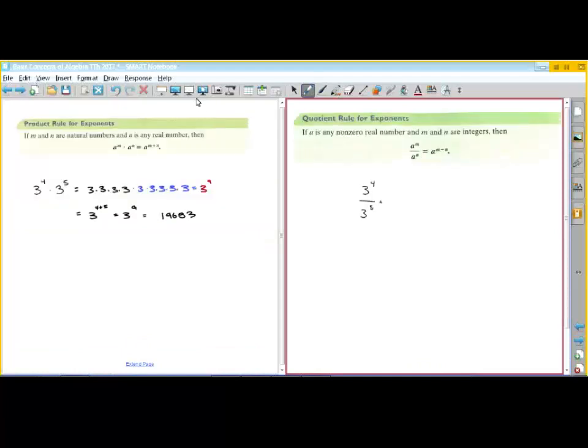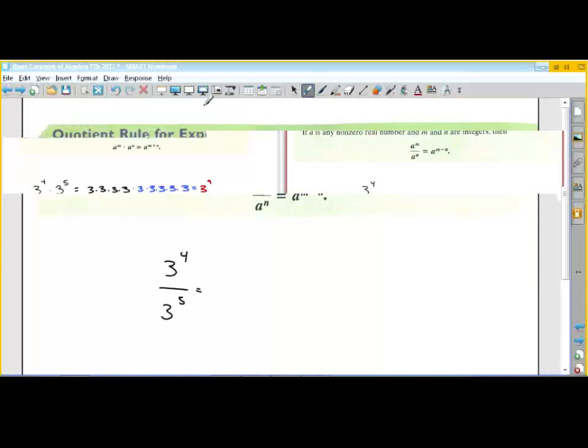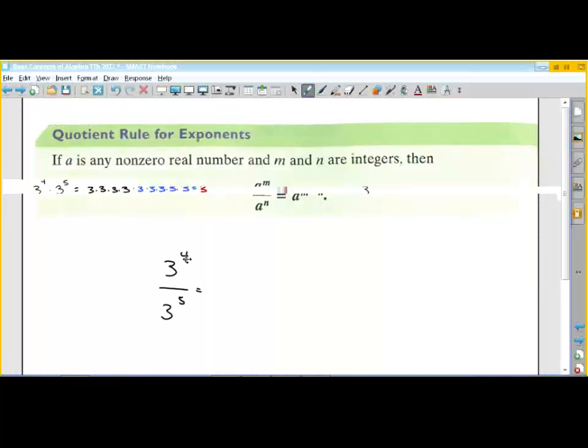Okay, so that's the product rule. We have the quotient rule. So again, in non-exponential form, let's just write this out. So the numerator 3 to the 4th, actually I didn't explain this. The rule says if you have two exponential terms with the same base, the resulting exponential term when you divide them is the exponent in the numerator minus the exponent in the denominator.